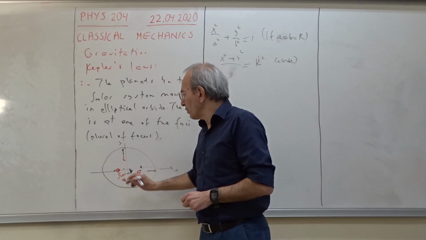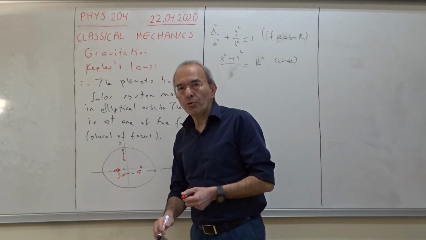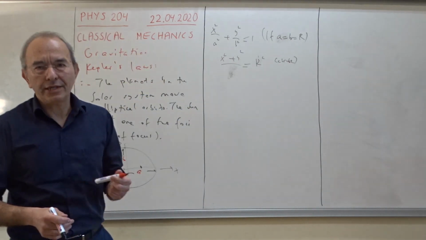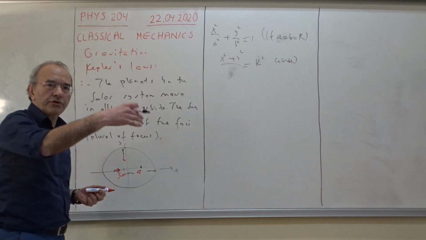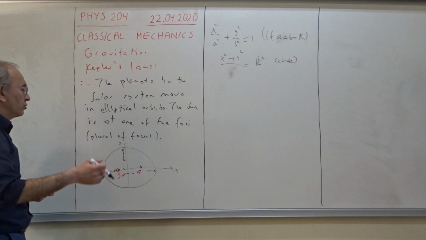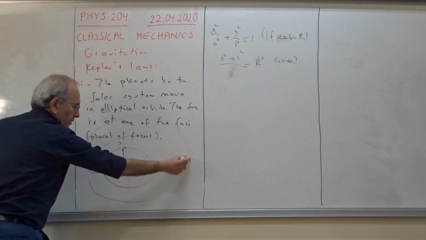The sun is at one of the foci, and this is an elliptical orbit. The orbit of any one of the planets, for instance Mercury, Venus, Mars, Earth, Jupiter, Uranus, Saturn, whatever. And there are such ellipses.